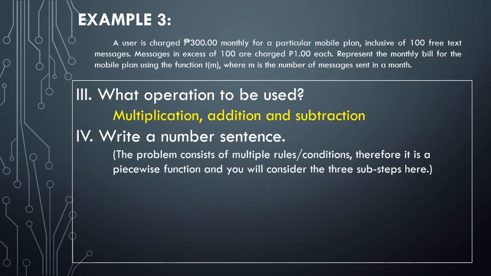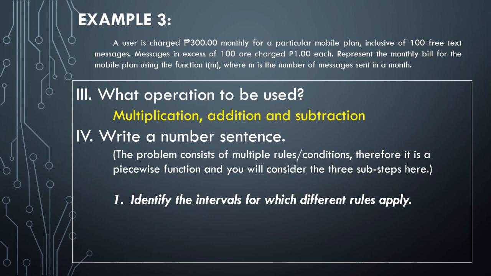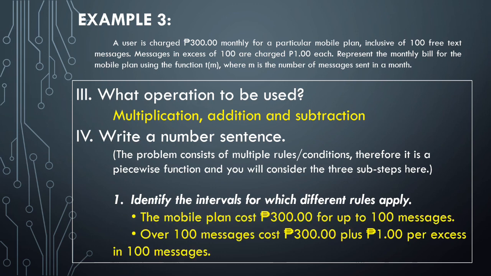Okay, write a number sentence. The problem consists of multiple rules and conditions. Therefore, it is a piecewise function, and you will consider the 3 sub-steps here. The first one, identify the intervals for which different rules apply. So we have here the mobile plan costs 300 pesos for up to 100 messages. And the other one, over 100 messages costs 300 pesos plus 1 peso per message in excess of 100 messages.